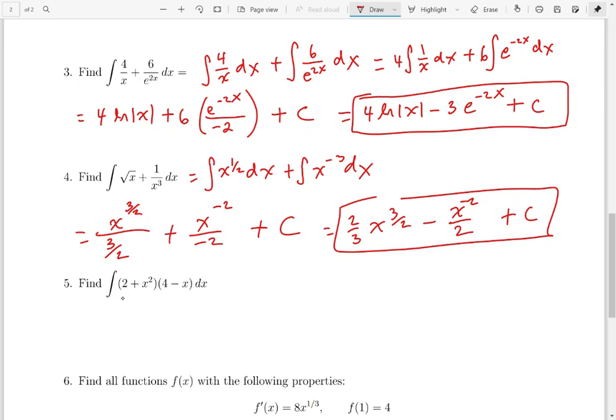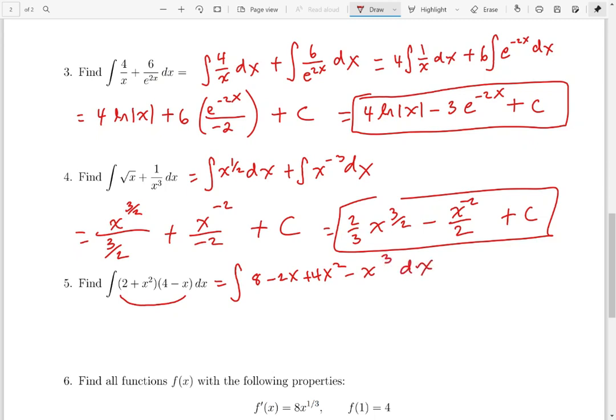Alright, so now we want to find the integral of 2 plus x squared times 4 minus x dx. So, we don't want to work ourselves too hard, and the truth is there's not a super neat product rule that we're going to learn about right now that will help make this integral easier. So what we need to do is we need to simplify the stuff inside the integral. And so this is going to be the integral of, and then we need to do the binomial multiplication. That's going to be 8 minus 2x plus 4x squared minus x cubed dx.